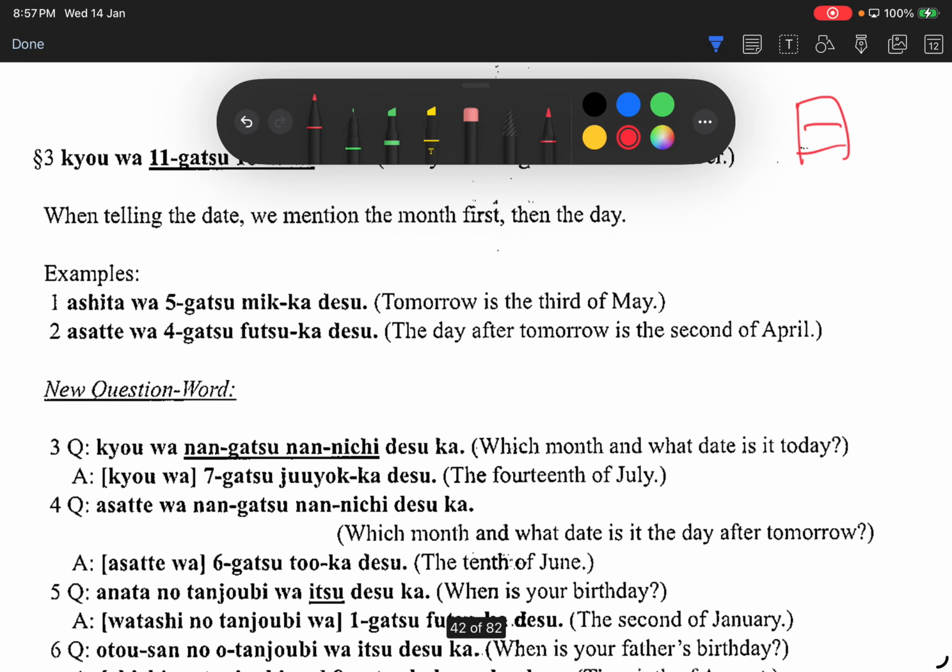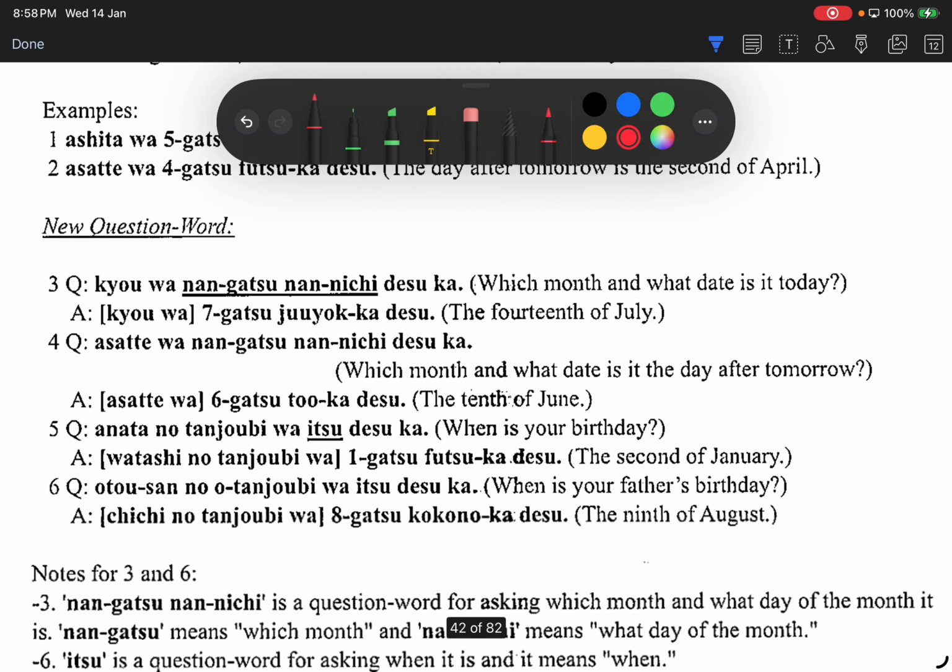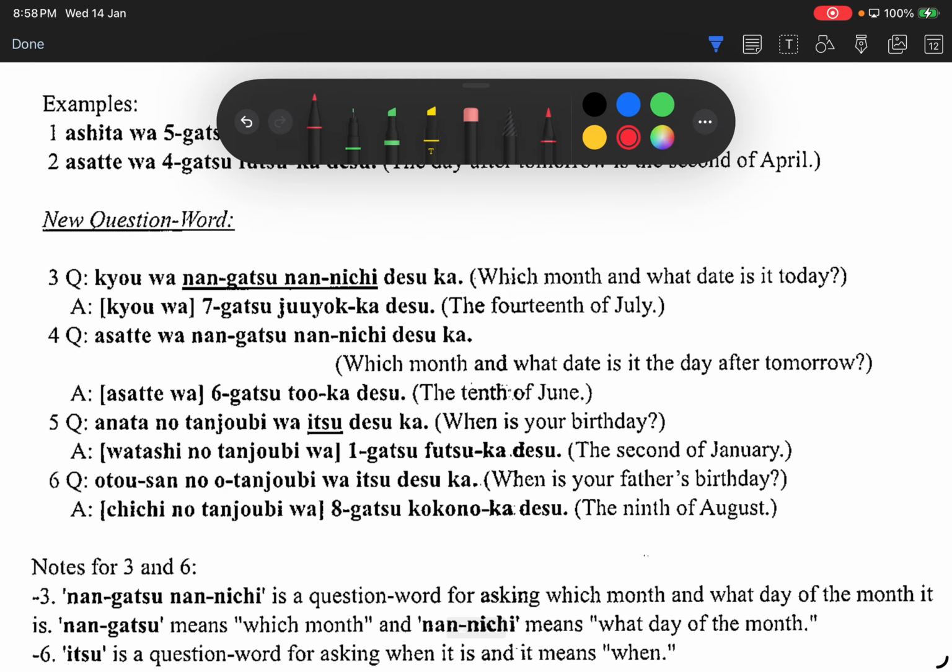Okay, examples. Number 1. 明日は5月3日です。So 5月 means 5th month. 3日 is 3rd day. So 5th month, 3rd day, May 3rd. Next one. あさっては4月2日. Right? 4月 is 4th month. 2日 is 2nd day. So 4th month, 2nd day, April 2nd. Then of course our question word will be 何月何日.